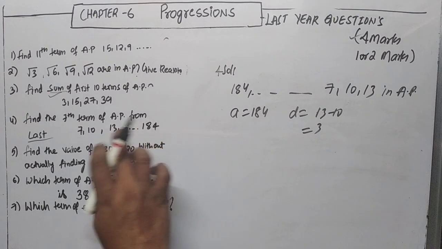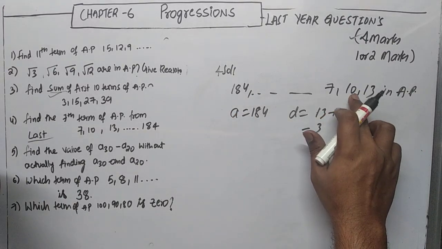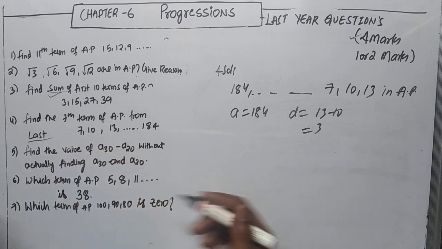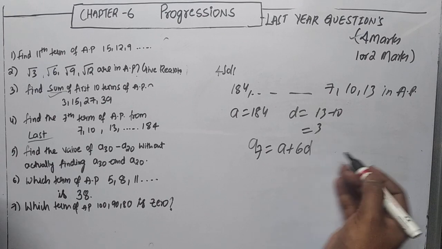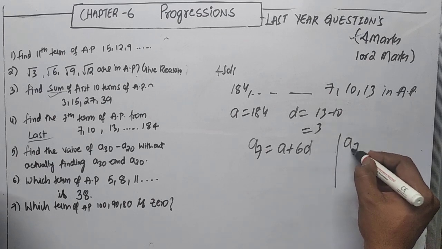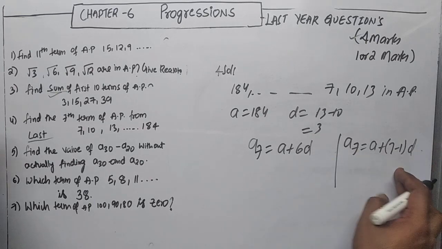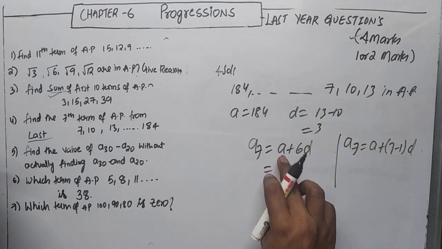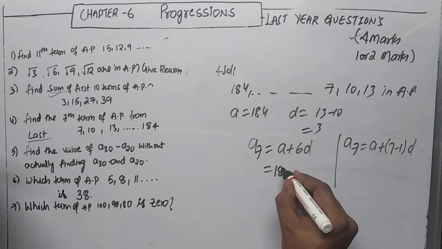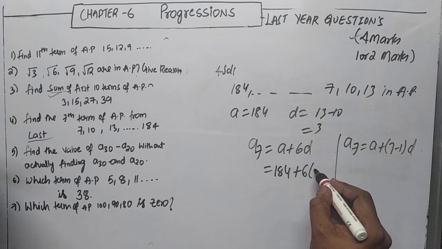So I have changed the direction. So we changed the order, from the last to first, so we have to take 184 as a. What is the d value here? 10 minus 7, that is 3. Now you have to find the 7th term. So a7 means a plus 6d, you can do it directly, or you can substitute in the formula: a7 is equal to a plus (7 minus 1) into d. Either way you get the same. If you substitute n value as 7, we'll get a plus 6d. So a value is here 184, next plus 6 into 3.